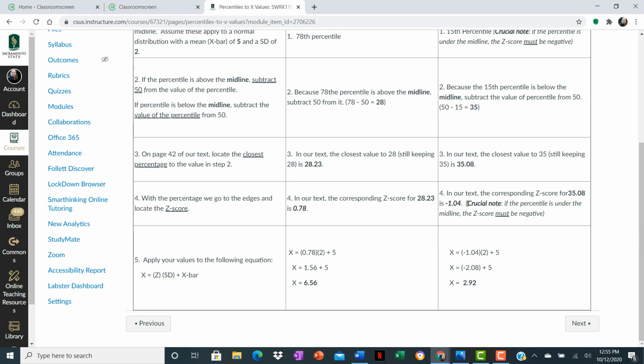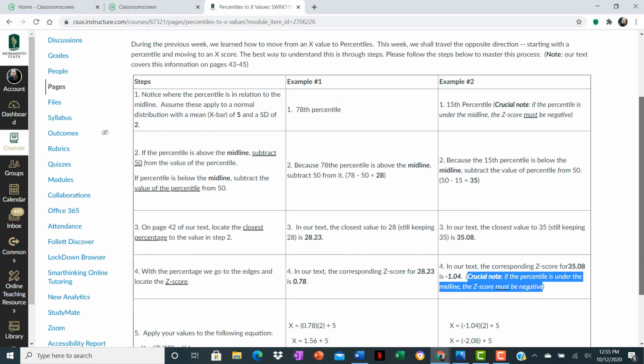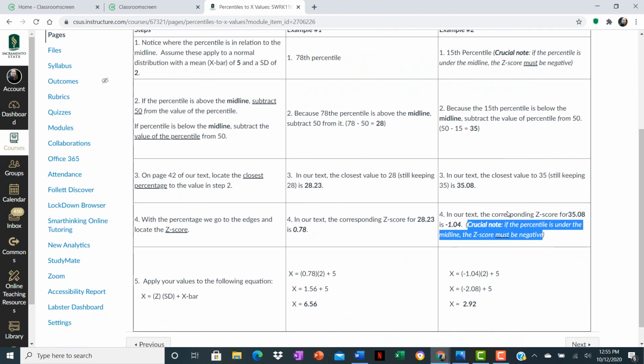In our text, the corresponding z-score for 35.08 is negative 1.04. And I remind you right here, this is the same parentheses I put at the top so you don't forget. Okay, crucial note: if the percentile is under the midline, lower than it, the z-score must be negative. So then let's come down here.